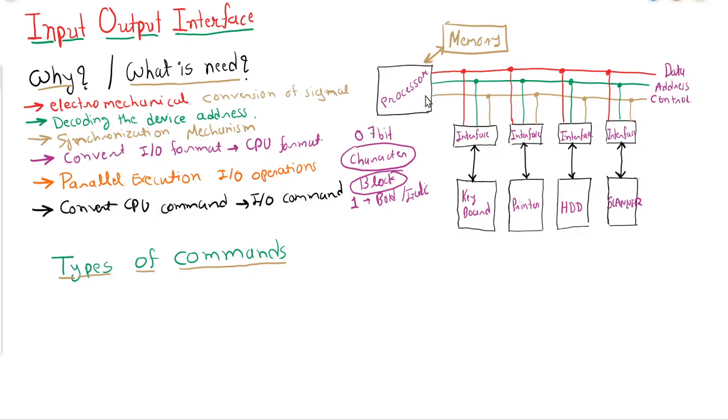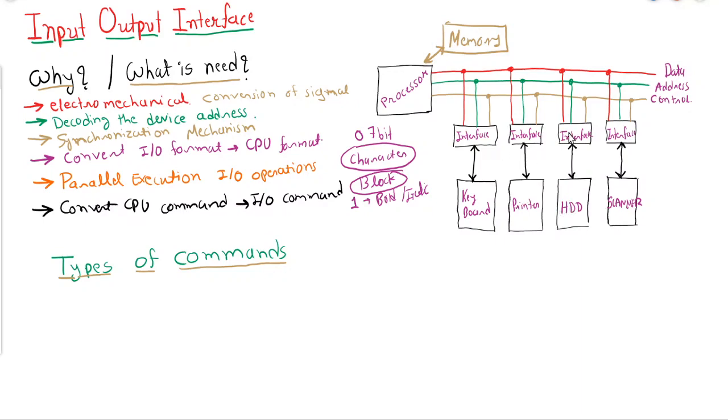Let's say the processor wants to read some data from the hard drive. It will provide all the detail to the interface, and then the interface will convert that command into a hard drive understandable format. So it will give the detail on which track, which sector, and it will also send some signal to the controller of the hard drive, which will control the movement of the arm on the platter.